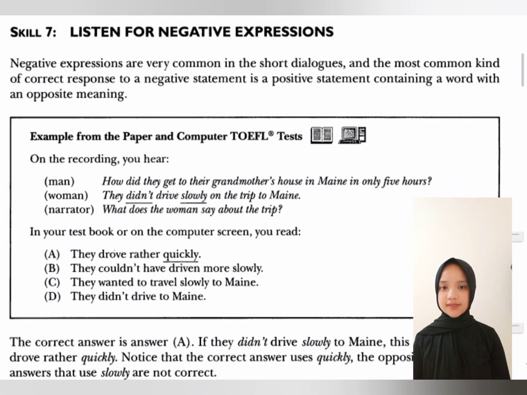The next is skill 7, that is listen for negative expression. In dialogue containing negative expression, the correct answer is often a positive statement that contains the opposite meaning of the negative expression. It's important to focus on identifying the negative words and understanding their implied positive meanings. And for the skill, I will give the example.